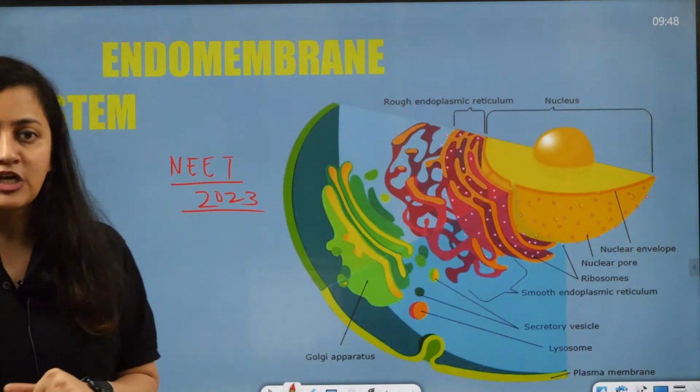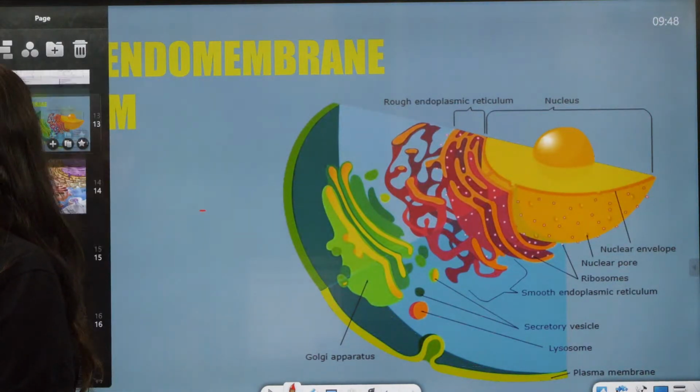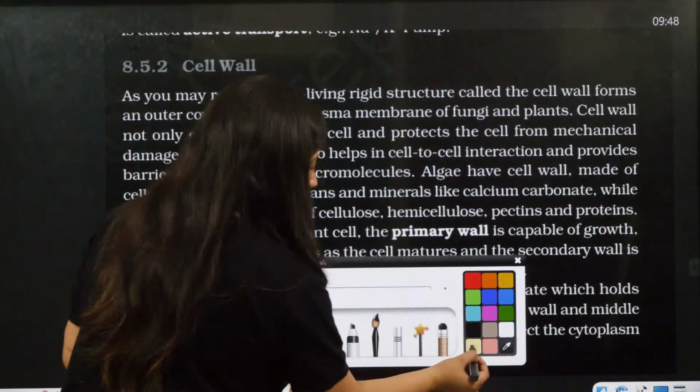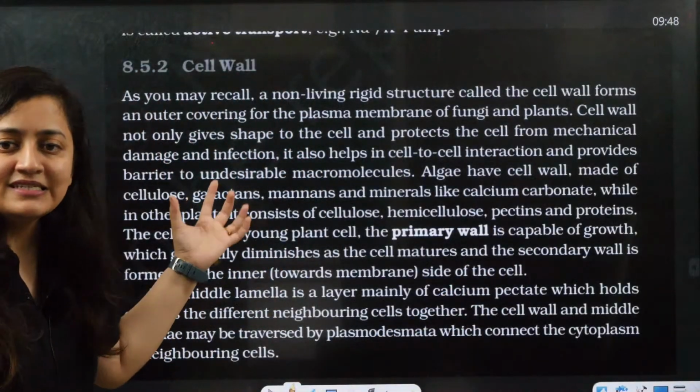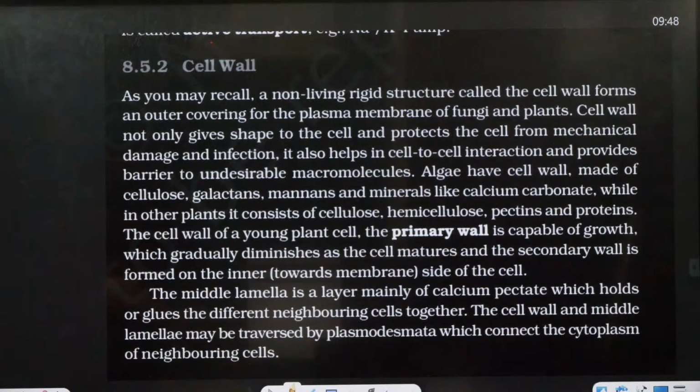Okay, done? So now what are we going to discuss? We are going to talk about the endomembrane system. But before that, let's revise the cell wall from NCERT. In NCERT, it is given in one paragraph only. So let's revise it from the NCERT. Any doubt from this topic, cell wall?